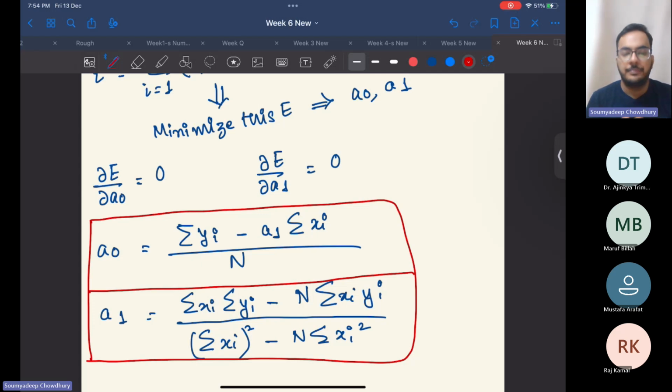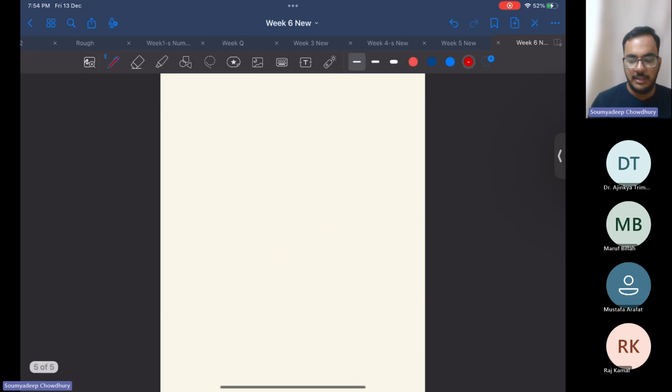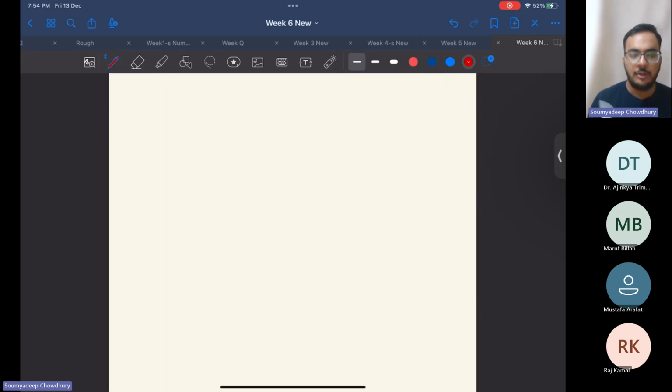Okay, so I'll start. These are the two coefficients a0 and a1 which we need to determine for expressing the line of best fit in linear regression. Now we will see what if the data is not linear, and how we can linearize a non-linear data.